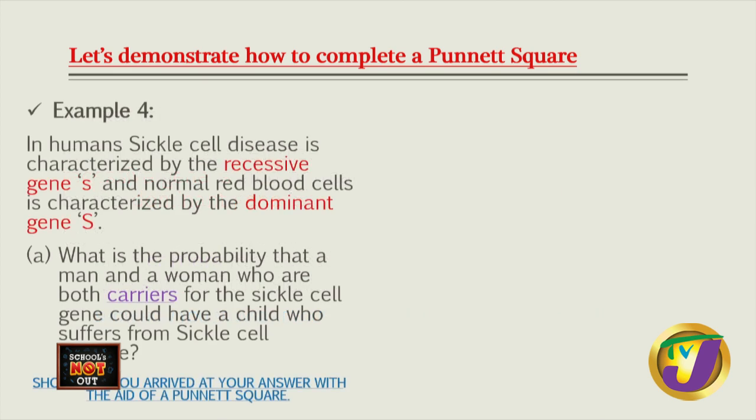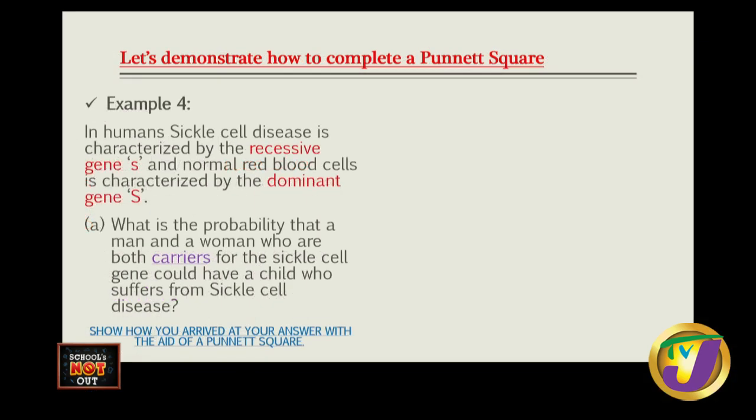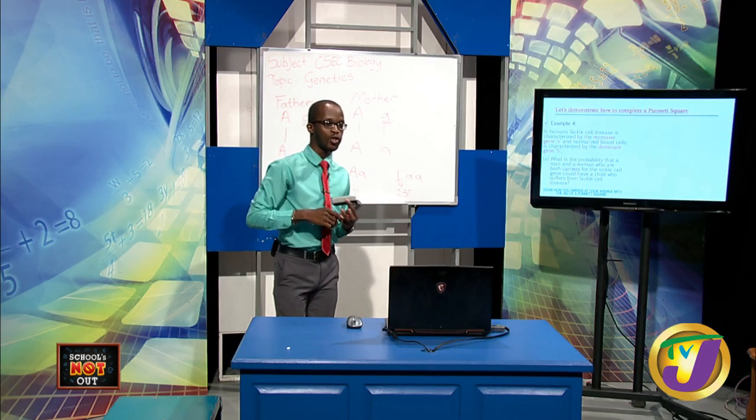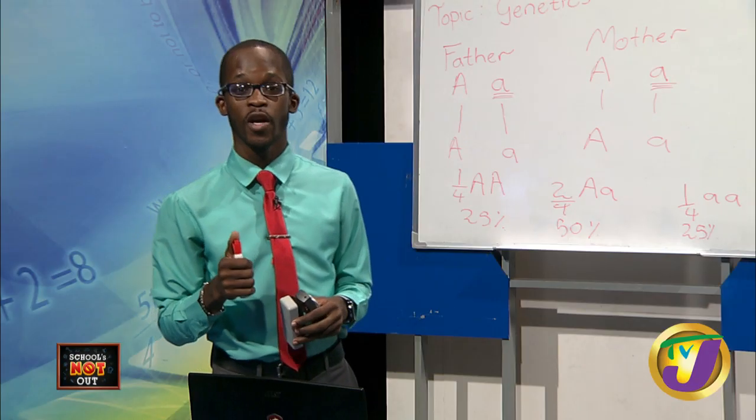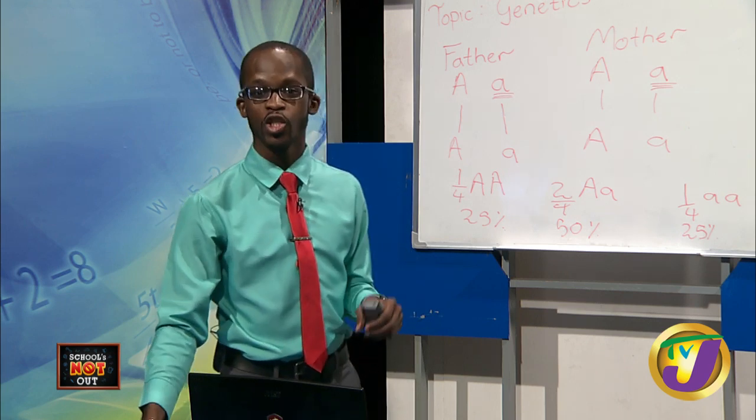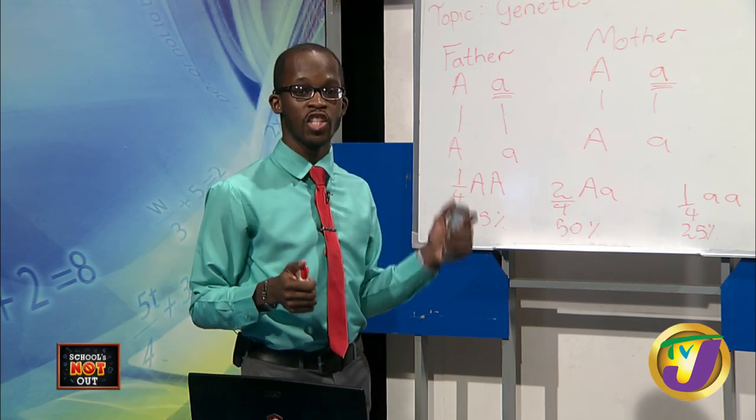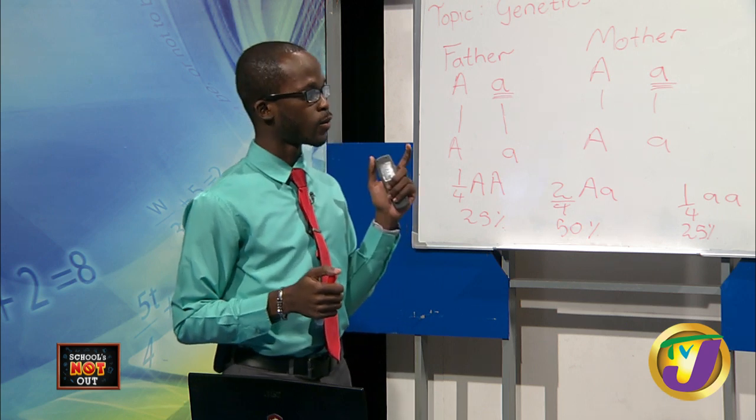Let's look at our combination of alleles. Just like what we had before, the man and the woman are carriers, so both have the recessive gene in this case. And what we're going to do is a Punnett square so that we can show whether or not the child would have sickle cell.